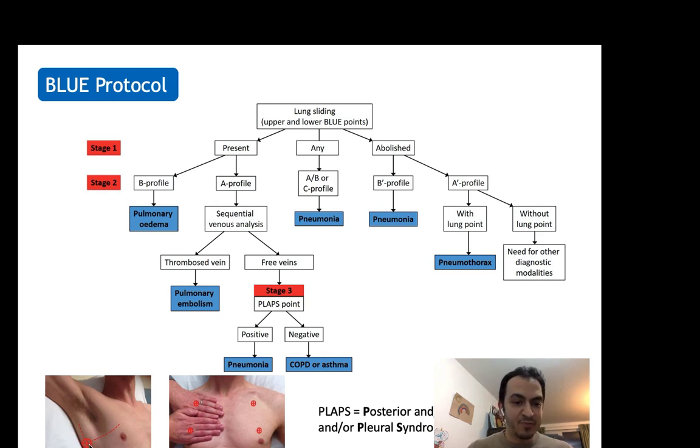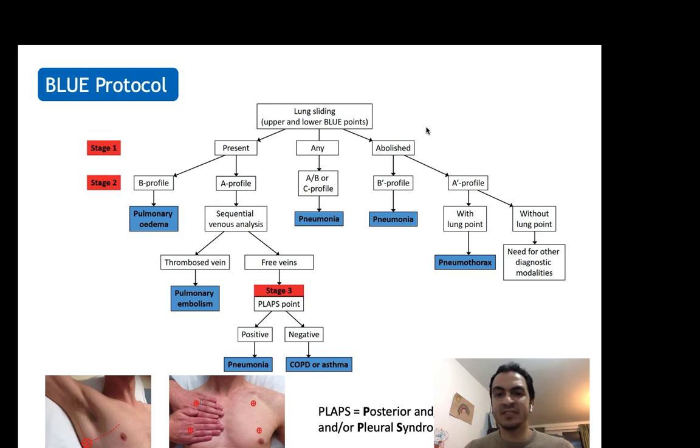And this is our PLAPS point. So how to get here? From the lowest blue point, I move laterally along the axilla until the posterior axillary line, looking for any evidence of consolidation or pleural effusion. To put it simply, if I see any evidence of consolidation or pleural effusion, which confirms the presence of PLAPS, then I can get a possibility of diagnosis of pneumonia. If I don't see any abnormality at the PLAPS point, then I would probably get a possibility of diagnosis of COPD or asthma. So this is all if I get sliding.